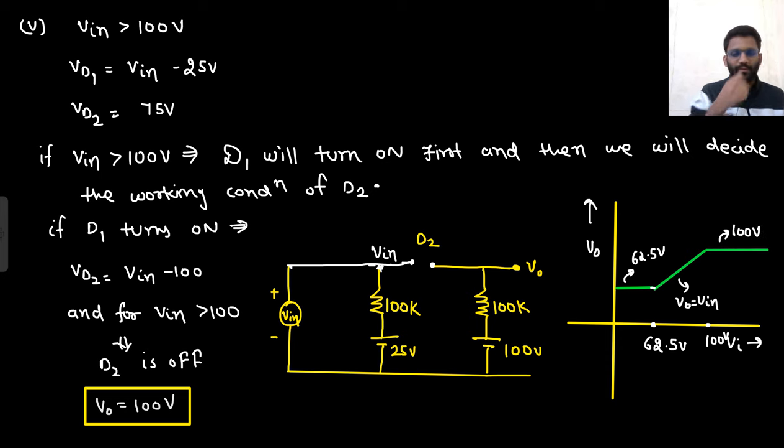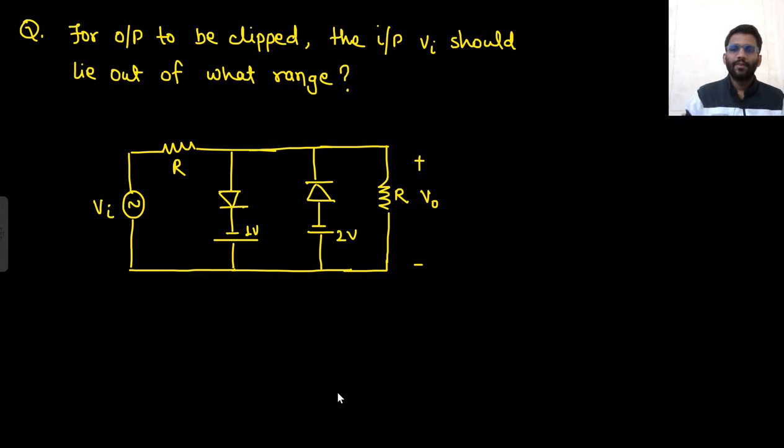Let's move on to the next problem. In this problem, for the output to be clipped, the input should lie out of what range? You want the output to be clipped. What will we do? Ground rule, apply open circuit test. Let's call this one D1 and this one D2.